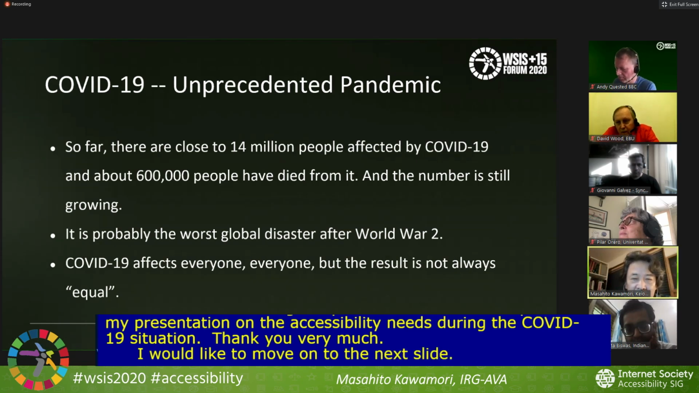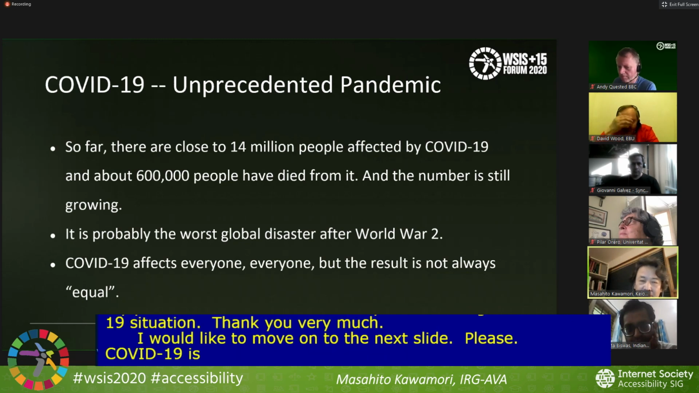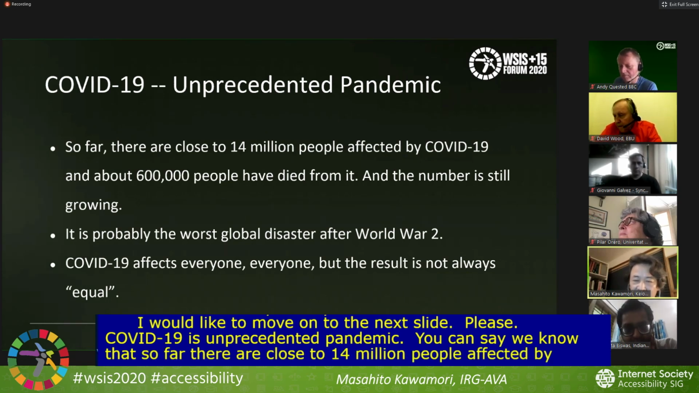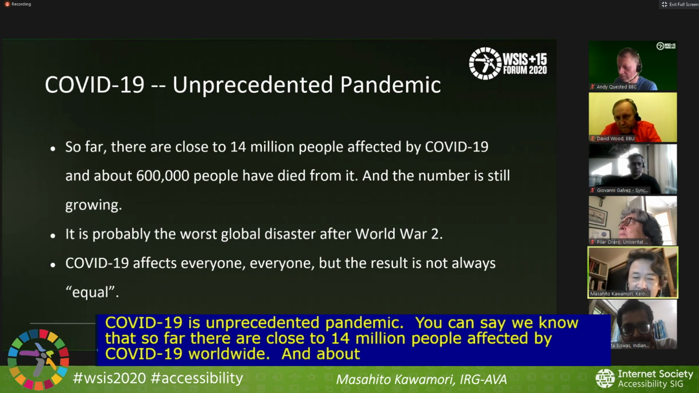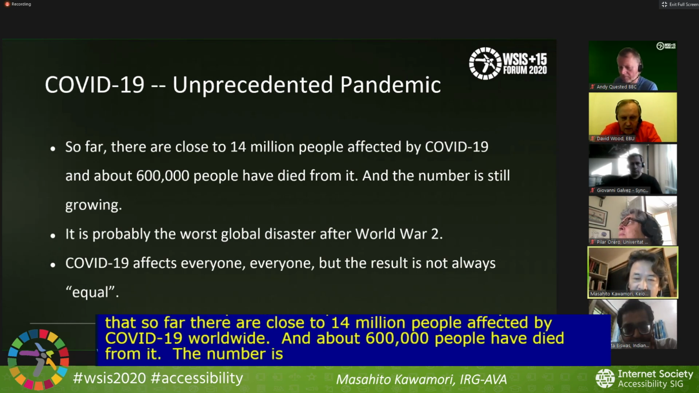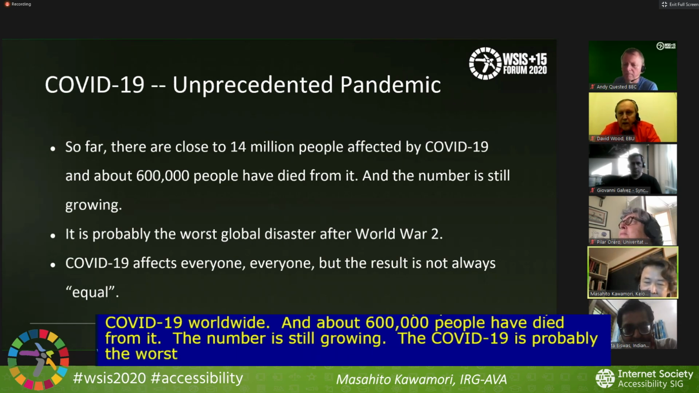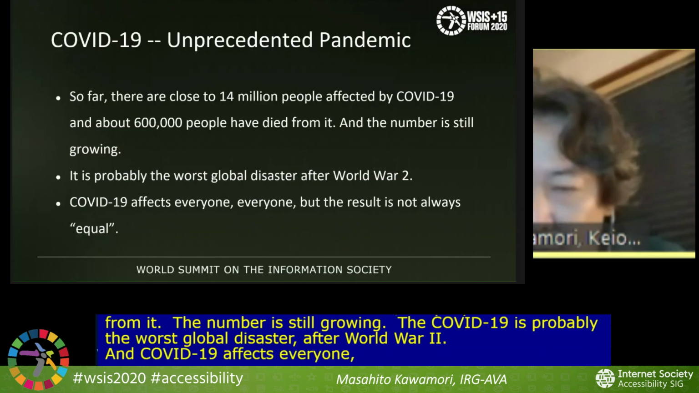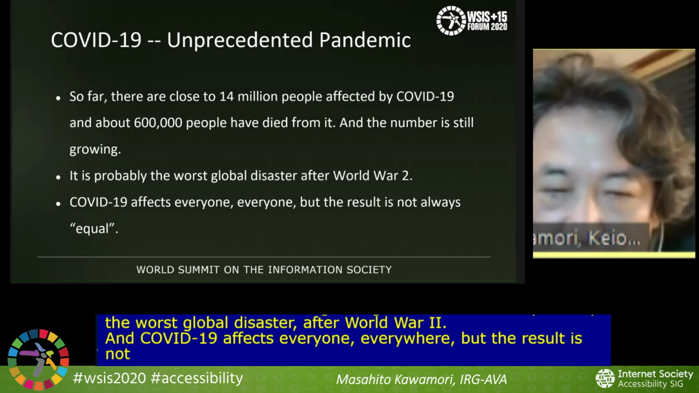So COVID-19 is an unprecedented pandemic. We know that so far there are close to 14 million people affected by COVID-19 worldwide, and about 600,000 people have died from it. And the number is still growing. COVID-19 is probably the worst global disaster since World War II. COVID-19 affects everyone, everywhere, but the result is not always equal.